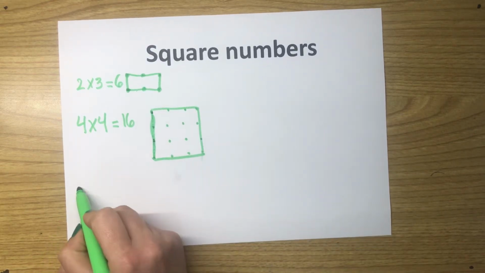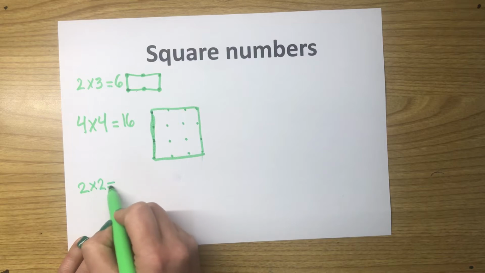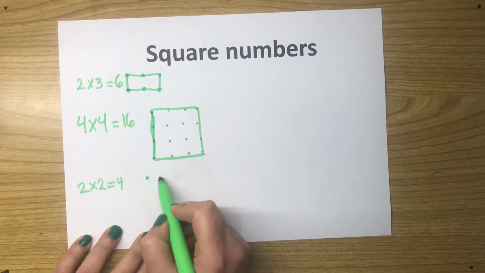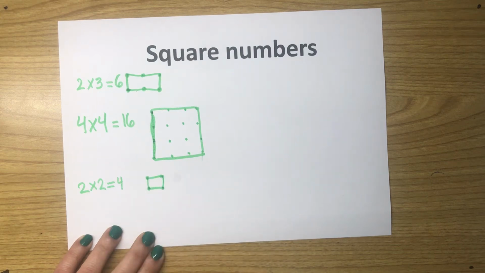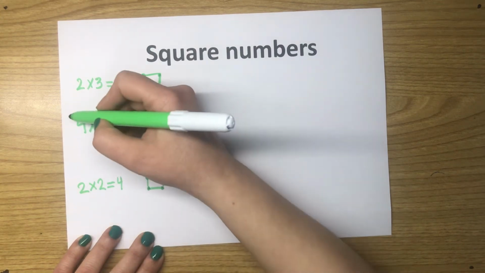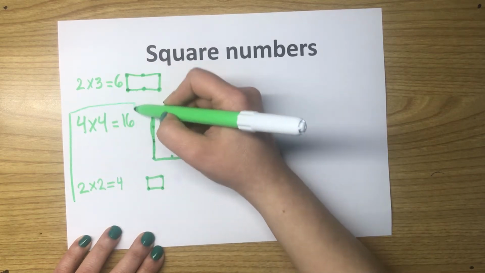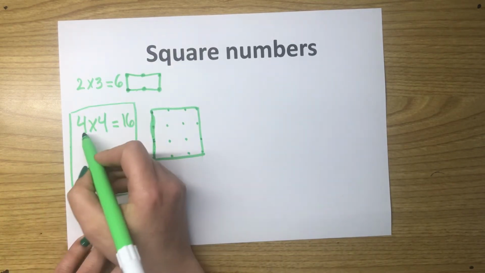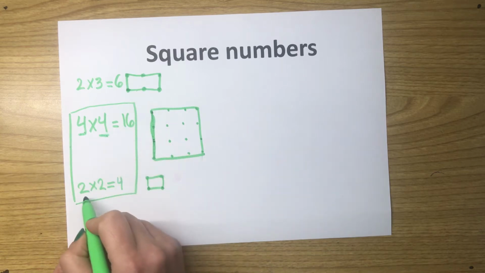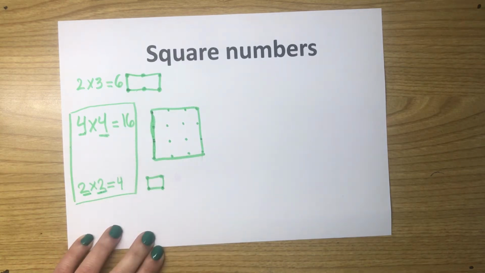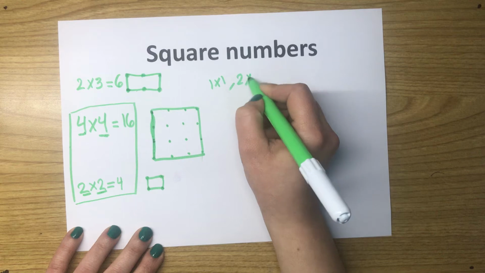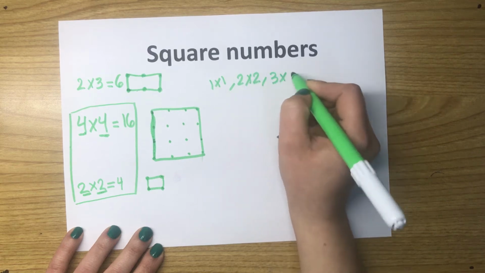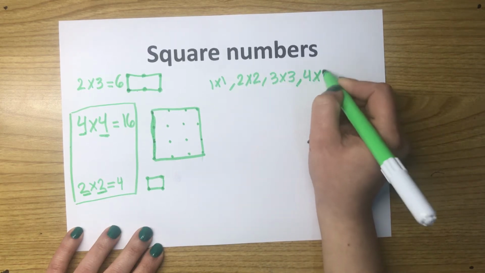Another example, 2 times 2 equals 4. That means 2 rows with 2 columns. Look at the shape. It is a square. What can you see from the square numbers? 4 is 2 times itself. So the square numbers are the numbers multiplied by each other, such as 1 times 1, 2 times 2, 3 times 3, 4 times 4, and so on.